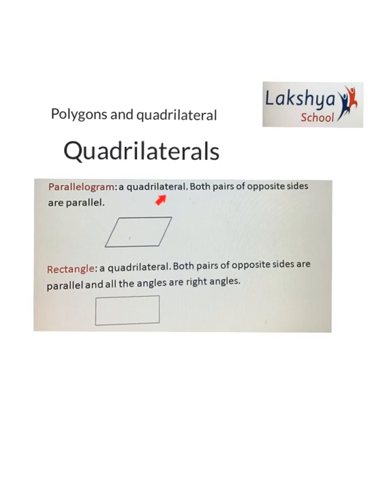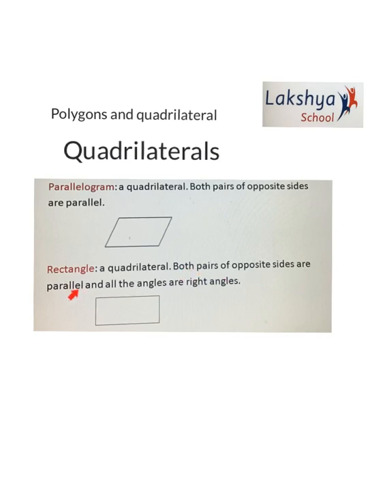Parallelogram. A quadrilateral where both pairs of opposite sides are parallel. Over here, the opposite sides are parallel in a parallelogram, but not all the sides are parallel. When you observe this, these two sides are parallel and these two sides are parallel to each other.